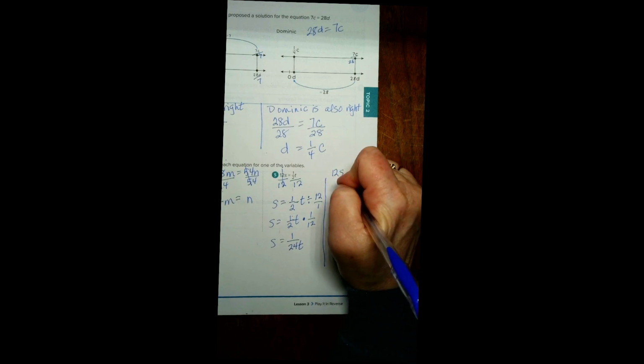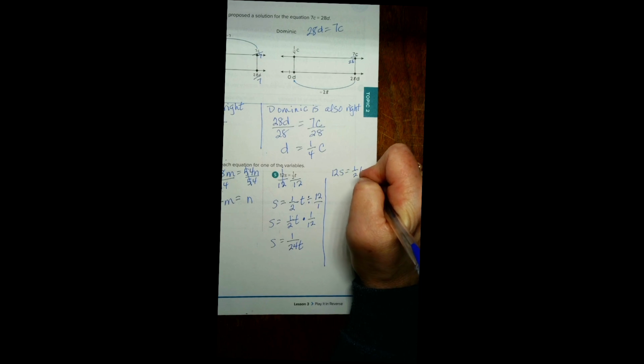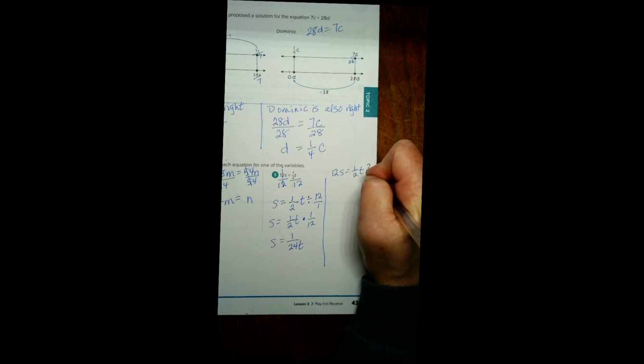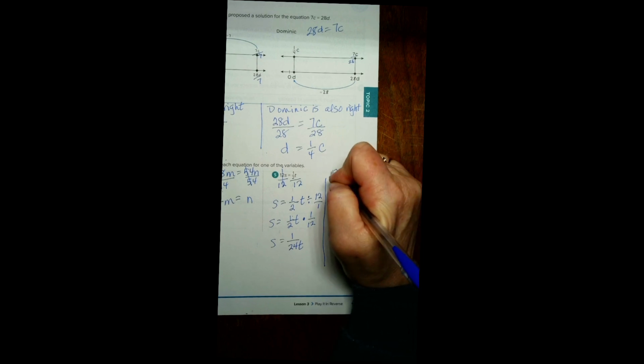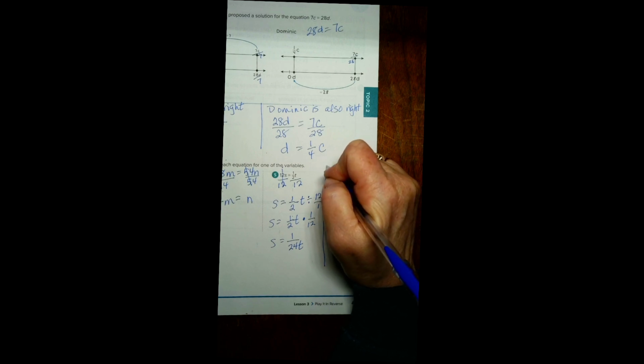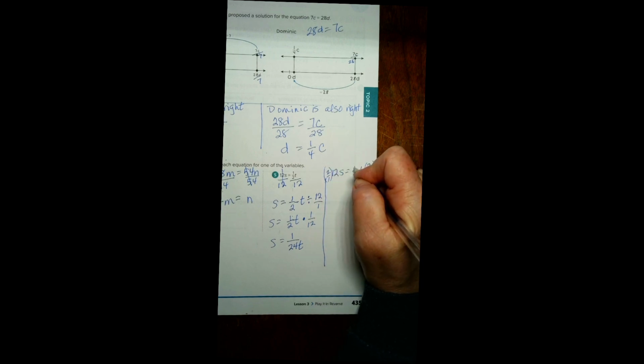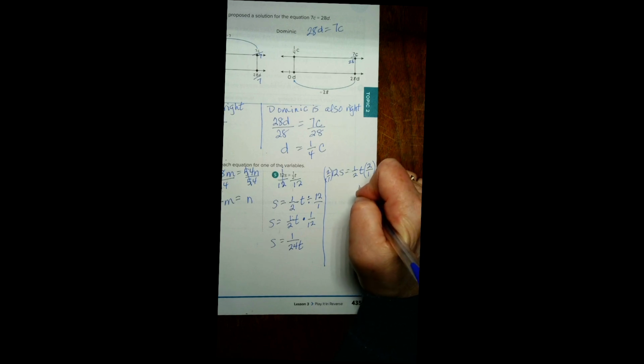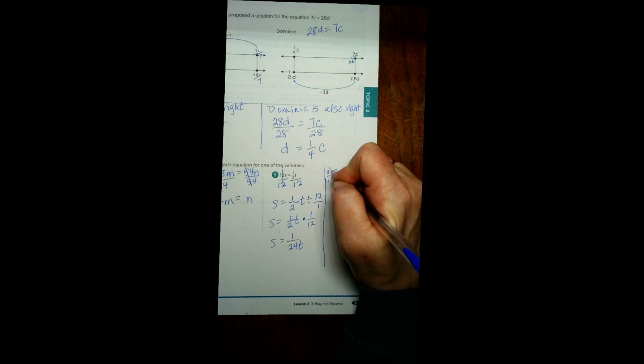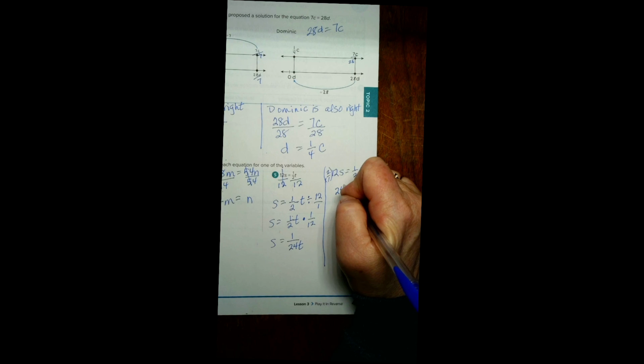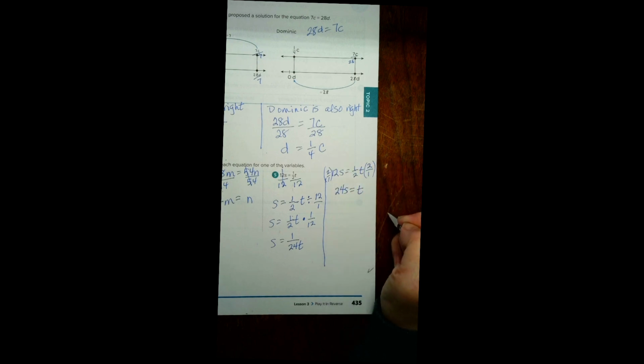Or we have 12S equals 1/2 T. If I solve for T, I can multiply by the reciprocal on both sides. And a fraction times its reciprocal is 1, so I have 1T. 2 times 12 is 24. S, there's 1's on the bottom.